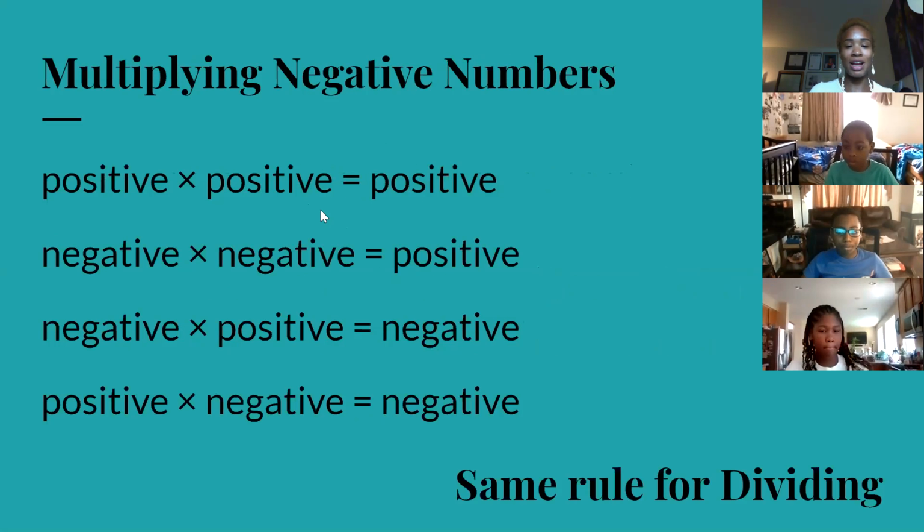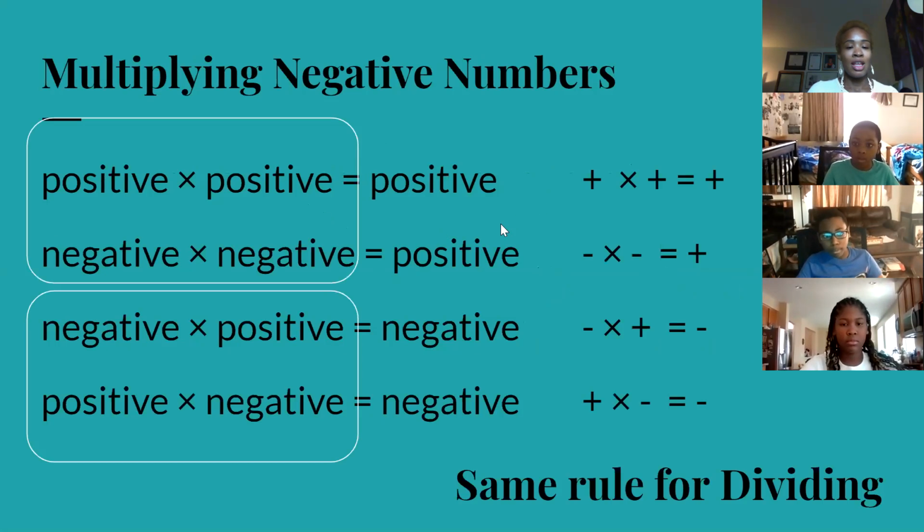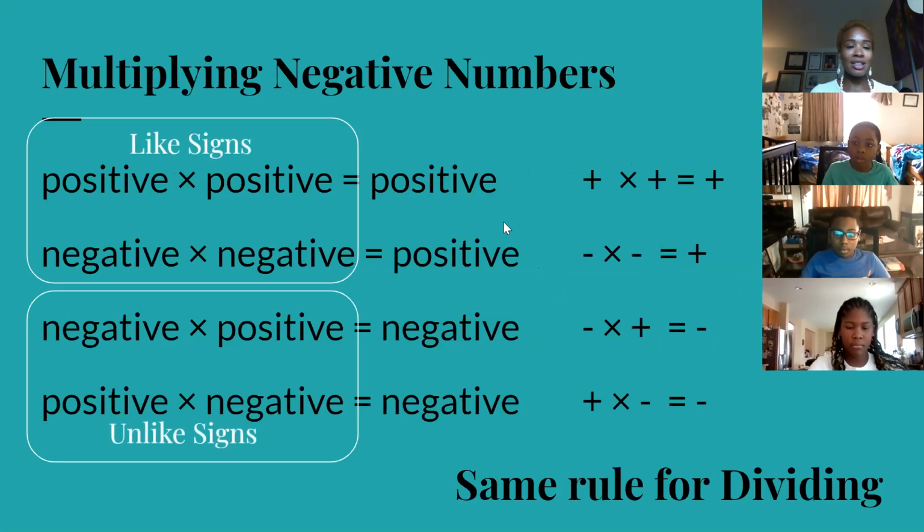And then multiplying negative numbers, where we had like signs and unlike signs. Positive times a positive equals a positive, negative times a negative equals a positive. So any like signs will be positive, and then the ones at the bottom, negative times a positive is a negative, and positive times a negative is a negative. So things that are unlike signs are always negative.